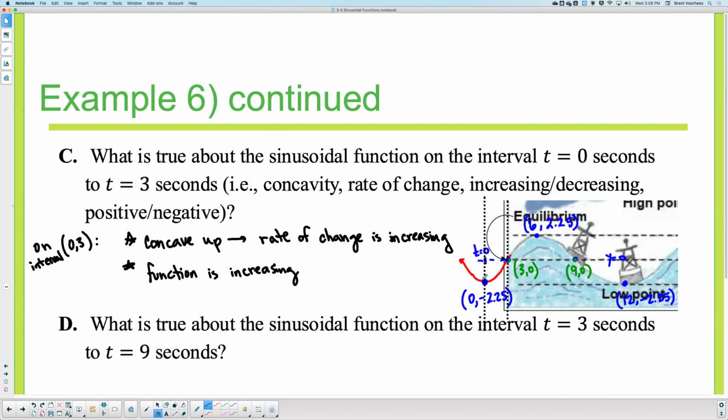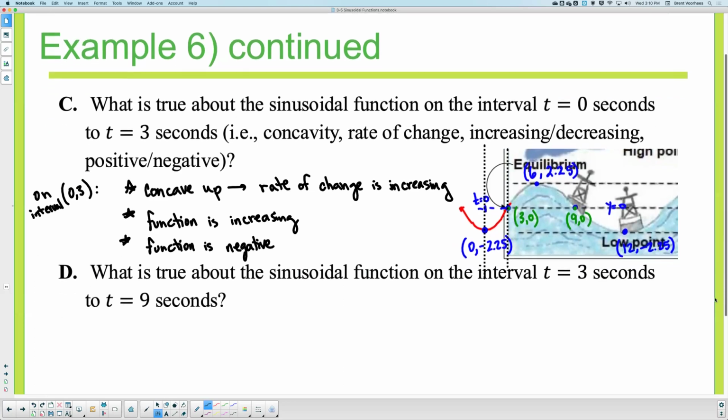Oh, positive or negative? Is the graph positive or negative? Well, you're looking at the y values from 0 to 3 seconds. The function is negative. The function is increasing and the function is negative. We're dealing with the negative values. We're below the line y equals 0.